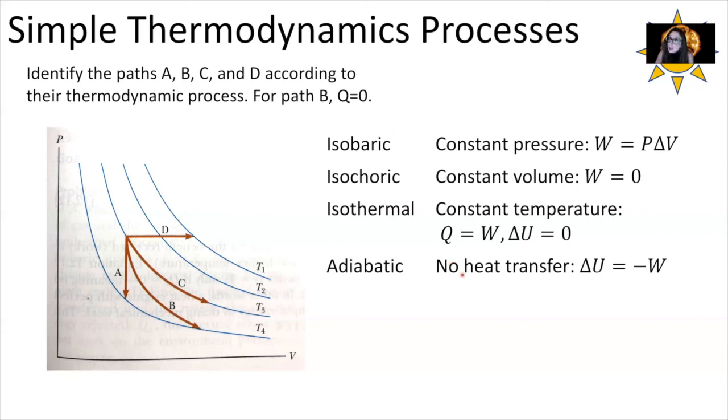And then in an adiabatic process, we have no heat transfer. So that means that Q is equal to 0 in that case. So for our first law of thermodynamics, we have delta U is equal to Q minus W. So if Q is 0, then that means that our change in internal energy has to equal minus W. But in any case, that's just a summary of those 4 different types of thermodynamic processes. And I want you to match up these different types of thermodynamic processes with the paths here, A, B, C, or D. And that's going to be the question that you answer for this engagement check.